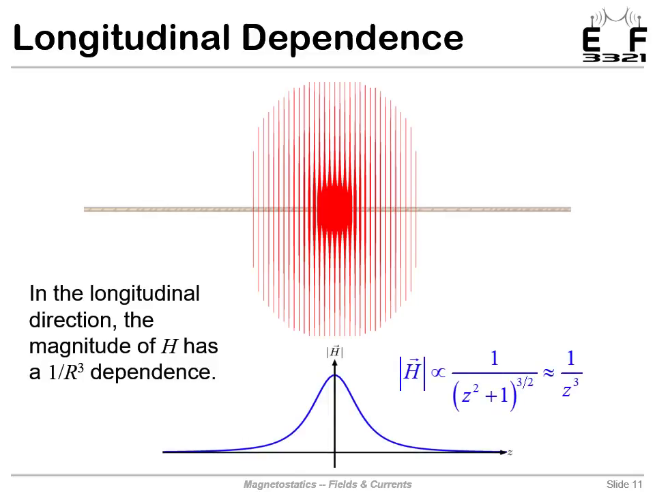But here we can see the longitudinal dependence as we work away from our differential current element in either direction. It approximately follows a 1 over z cubed dependence, which is different than the 1 over r squared dependence in the cross section. The other important thing is as we approach the current element in the z direction, it does not approach infinity in terms of the dependence in the longitudinal direction. That's really because we have this plus 1 sitting here.